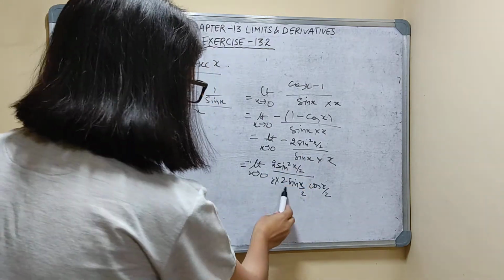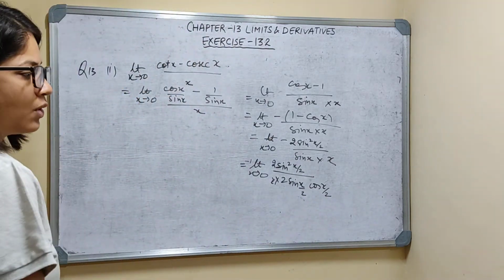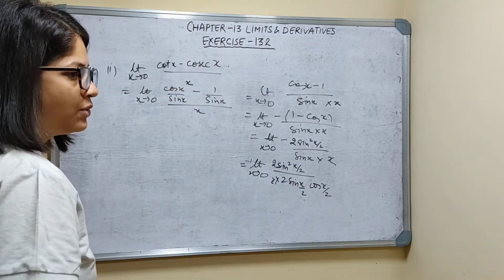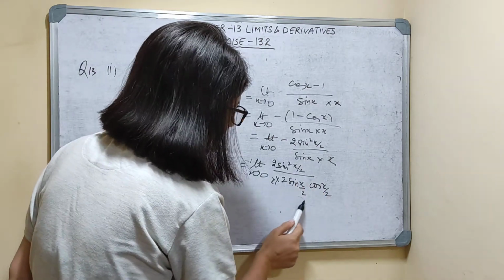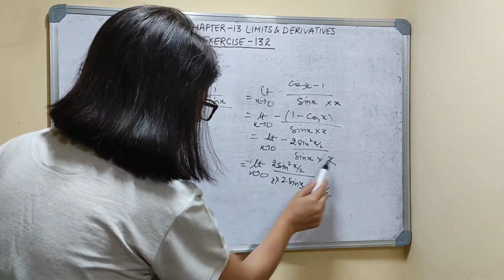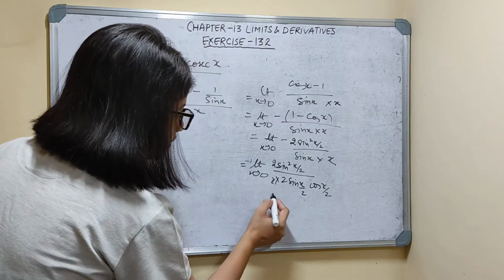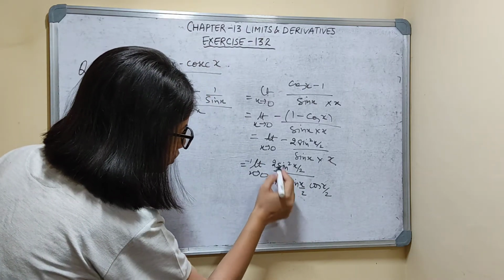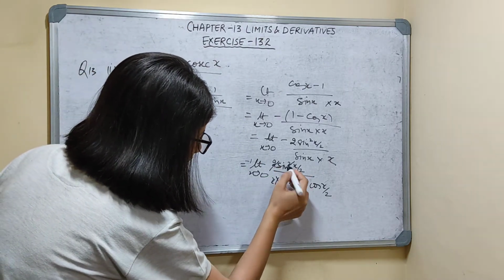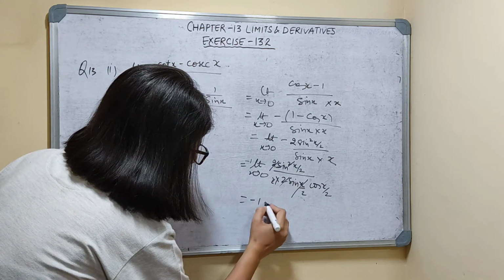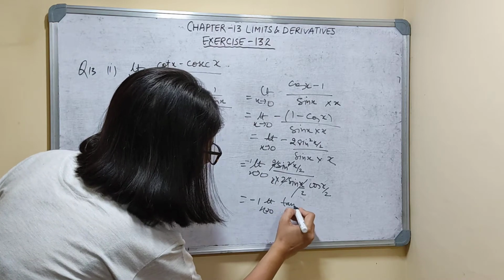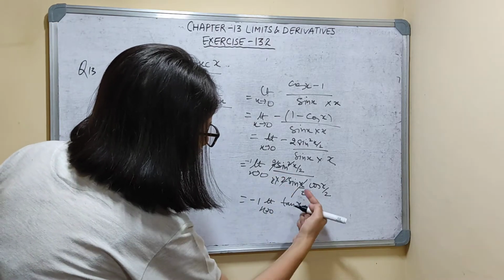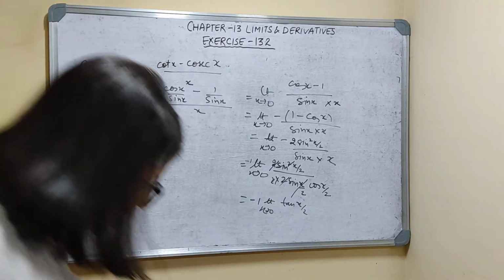This sin x I am writing 2 sin x by 2 cos x by 2, because the formula of sin 2x is 2 sin x cos x. But here it is sin x, so I am writing 2 sin x by 2 cos x by 2 into x. So this sin x by 2, 2 cancel, one sin x by 2 cancel. So it is minus 1, limit x tends to 0, sin x by 2 upon cos x by 2, that is tan x by 2.